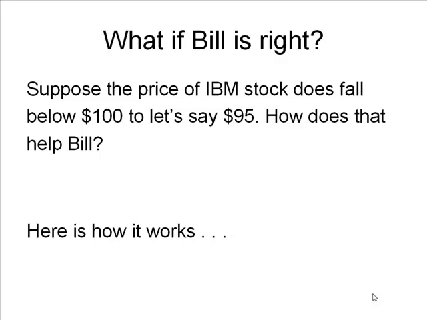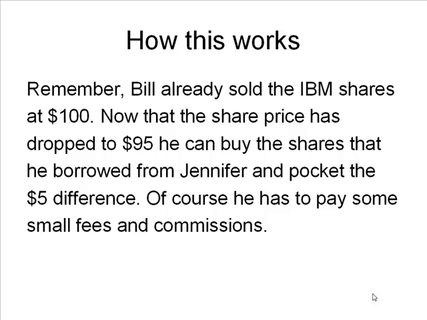Well, here's how it works. Remember, Bill already sold the IBM shares at 100 bucks because he thought they were going to fall, and he actually believed that they would fall. Now that the share price actually has dropped to 95 bucks, he can buy the shares that he borrowed from Jennifer and pocket the $5 in difference. Now, of course, he has to pay some small fees and commissions.